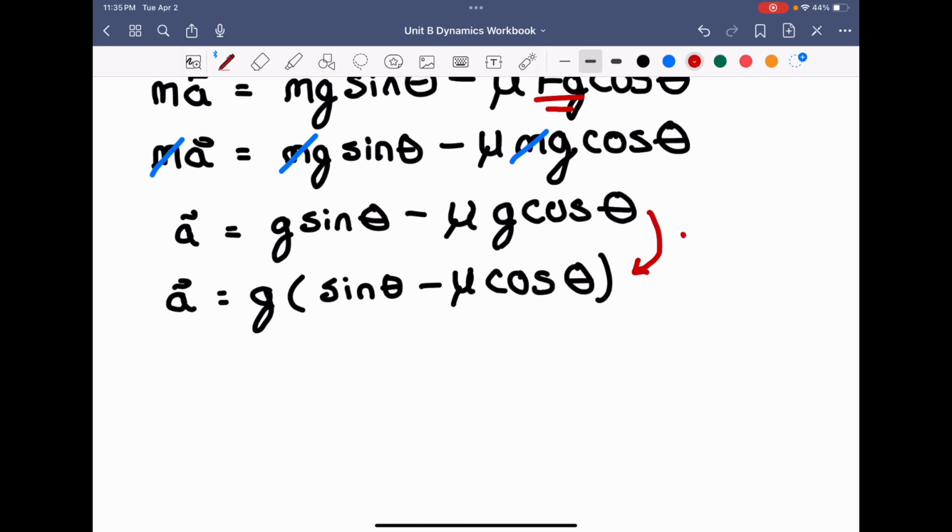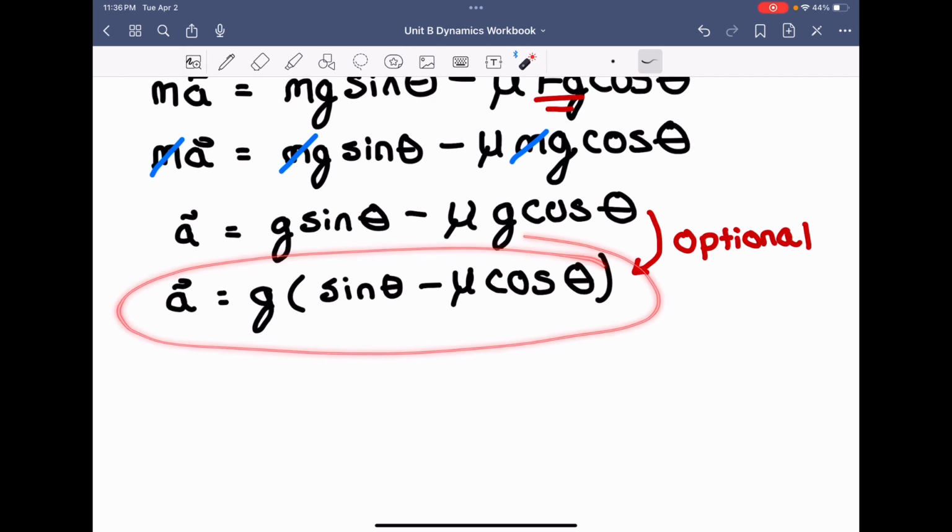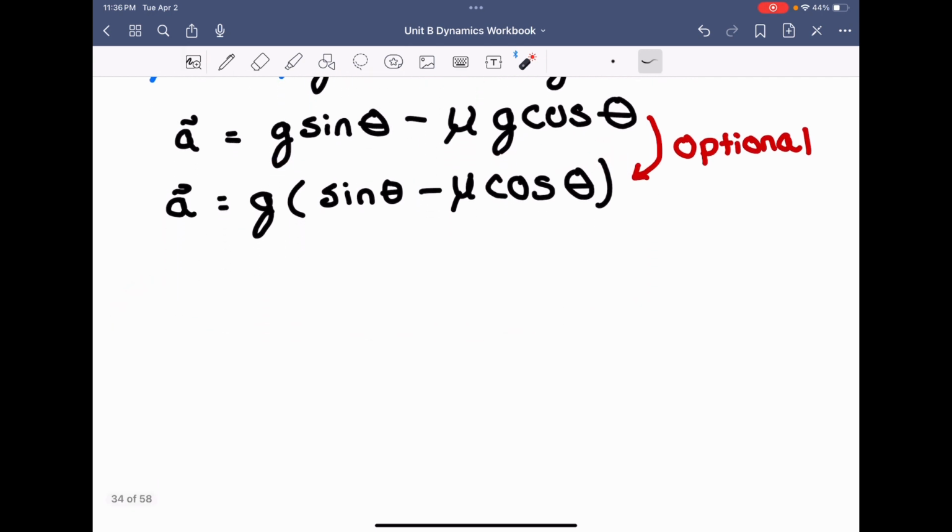Now, this step here is purely optional. I'm just going to put that in here. This is an optional step. You could just plug in the numbers once you get to this line if you really wanted to, but me being the math person I am, I love when we see a GCF, so I can't help but take that out there.